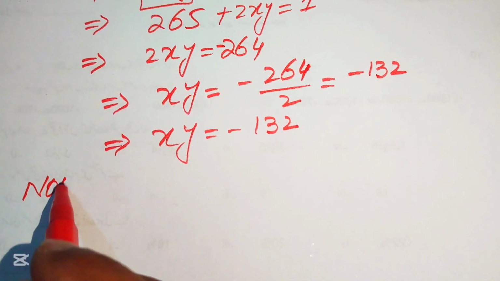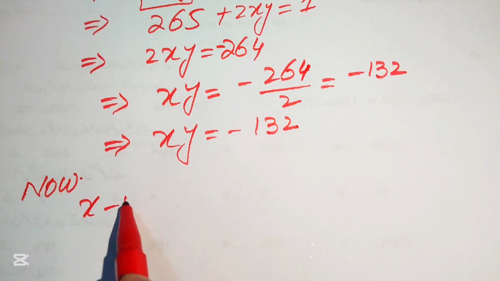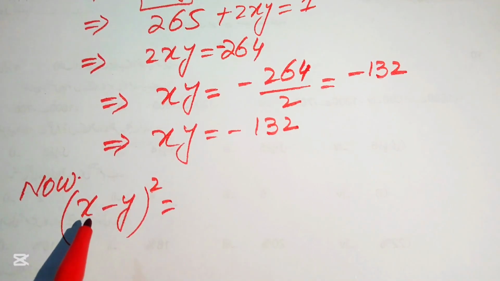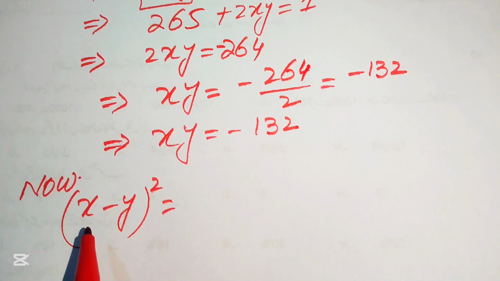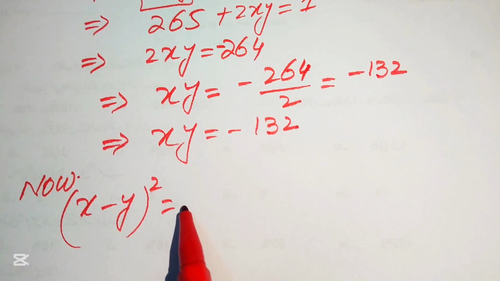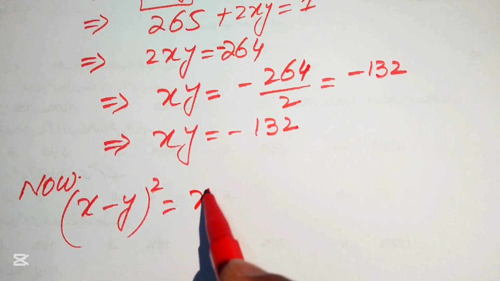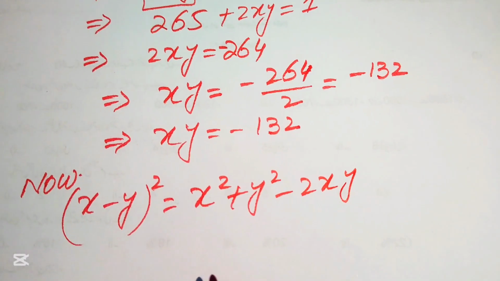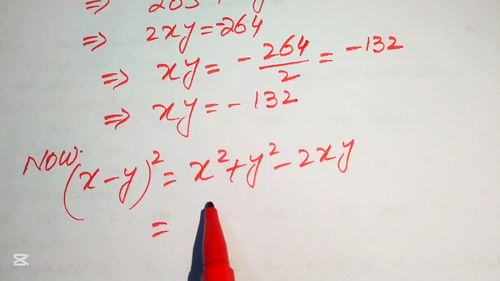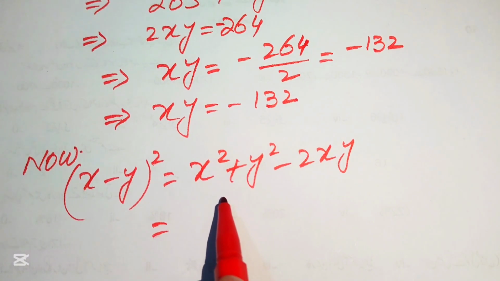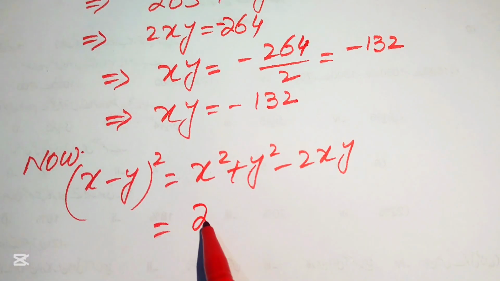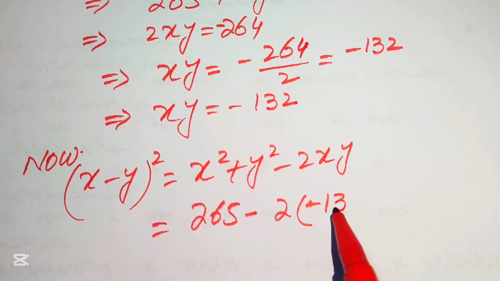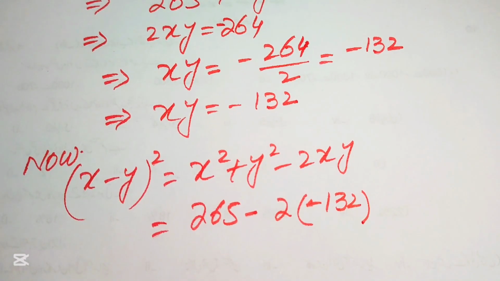Further, because we need to find the value of x and y, now we will take (x - y)². We find the value of this (x - y)². So (x - y)² = x² + y² - 2xy. We have the value of x² + y² from equation number 4, which is 265, and the value of xy is -132.